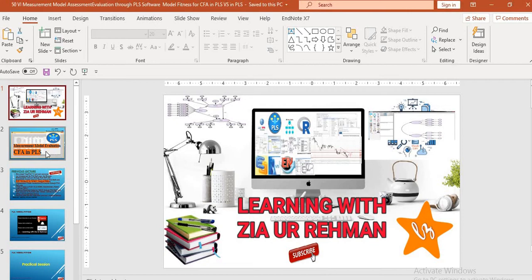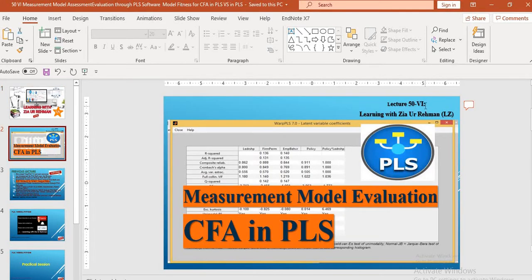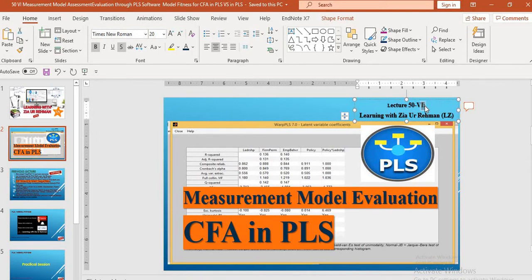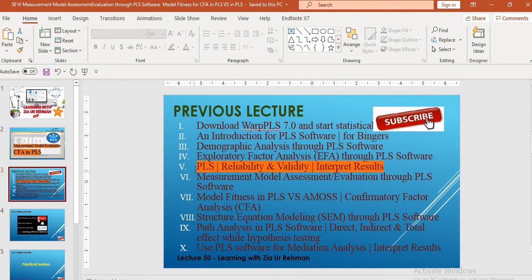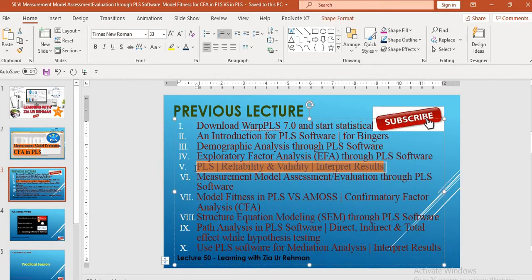Scholars, today we have lecture number 50 and it's part 6. Today we will deliver our knowledge at our level best: what is a measurement model evaluation and how it is conducted in PLS software. Scholars, in the previous lecture we delivered our knowledge about how to extract and find the reliability and validity through PLS software and how to report those results in your thesis and in your paper.